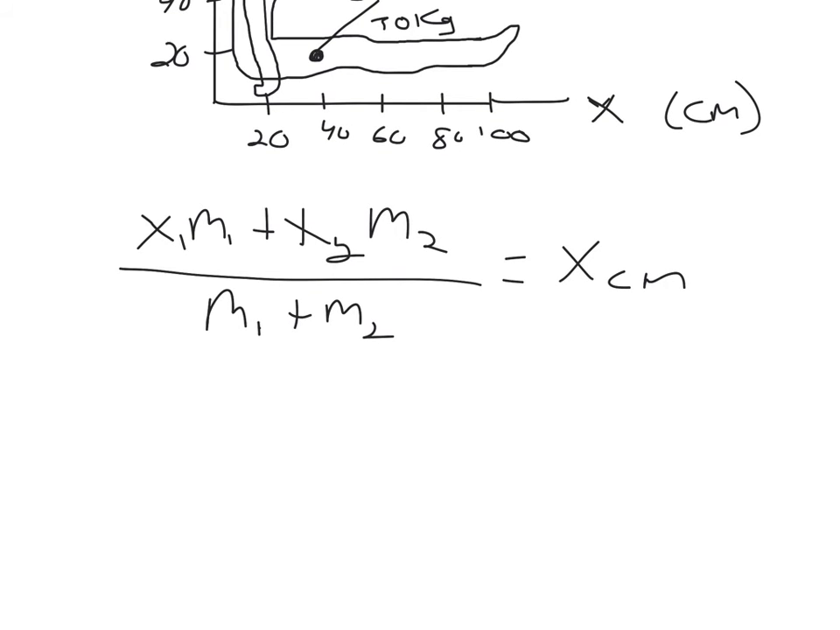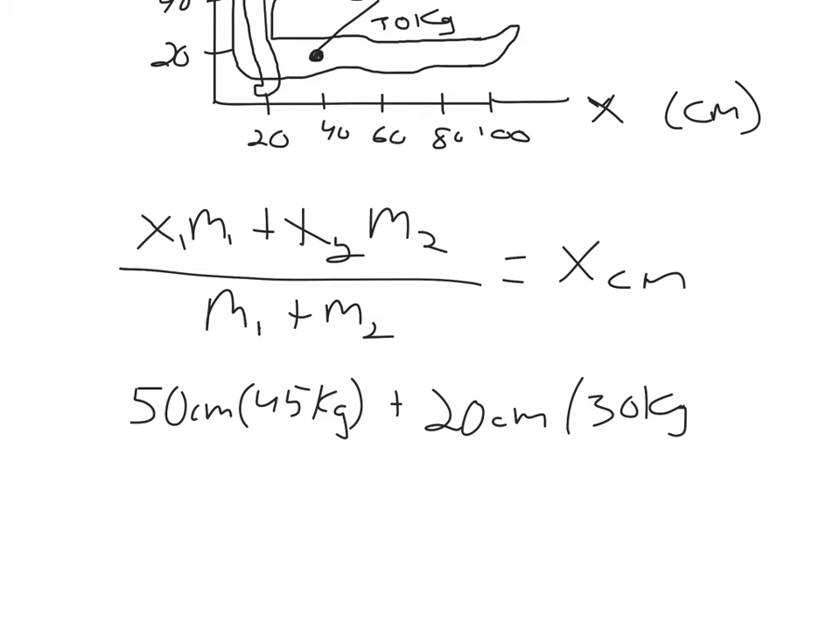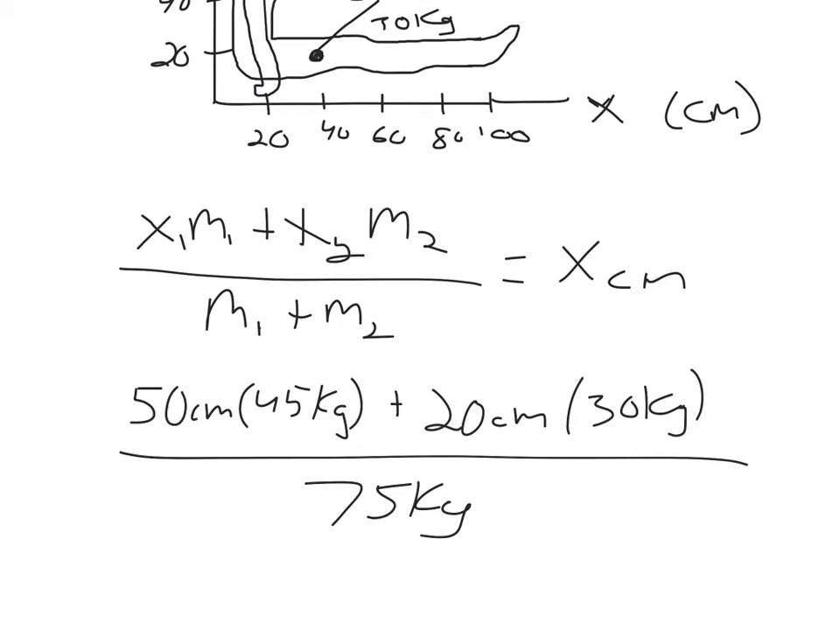We have 50 centimeters times the mass, which was 45, that was for the torso, plus 20 centimeters times the 30 kilograms was for the legs. Those were the vertical points only. Divided by the total mass. Well, the total mass together is 45 plus 30, so that's 75 kilograms. And all of that should add up to the position of the center of mass.